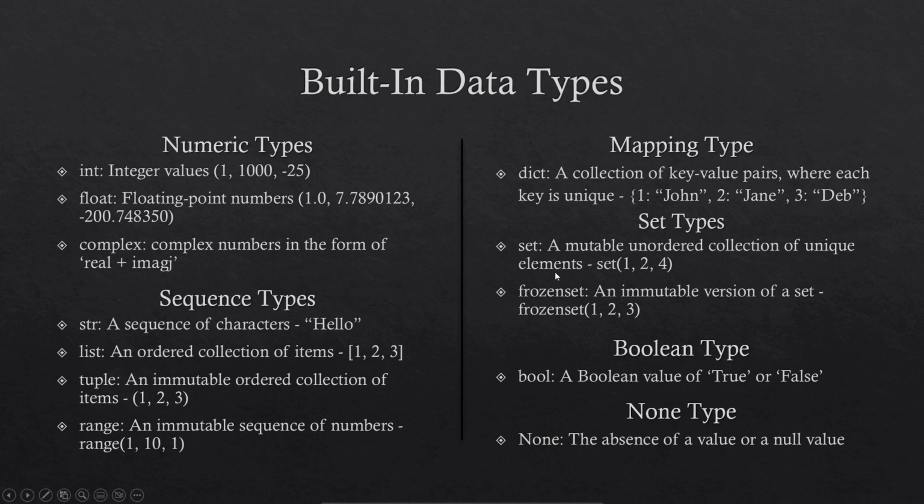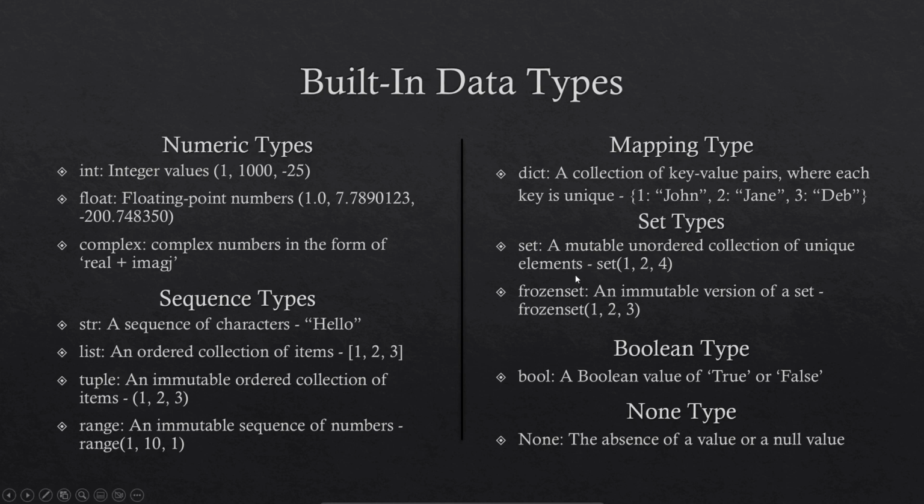Then we have set types, which are set and frozen set. A set is a mutable, unordered collection of unique elements. This means that because they're mutable, it can be changed after you create a set. You can add elements to it or remove elements from it. However, they're unordered, which means that you cannot access any individual elements in the set to modify them or get any information about that individual element.